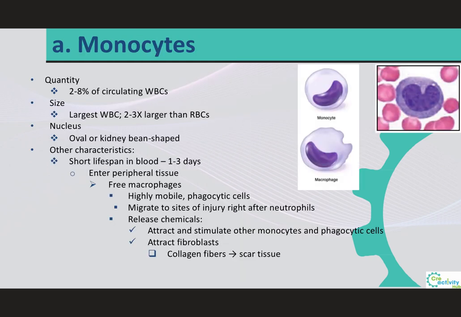First, let's cover the monocytes, which are the largest white blood cells. They are actually 2 to 3 times the diameter of the red blood cells, and we can observe this on this image where the pink circles represent the red blood cells, and notice how the monocytes are huge compared to the red blood cells. These cells account for 2 to 8% of the white blood cell population. Therefore, they're not a very big population.